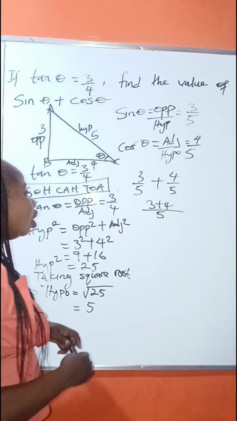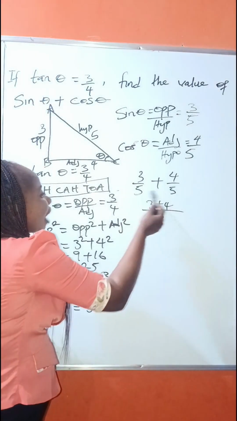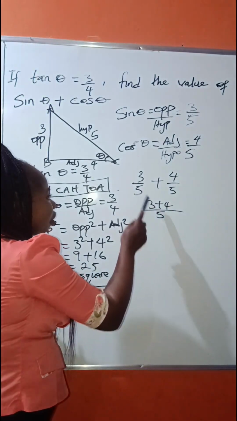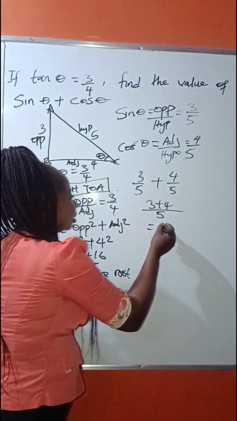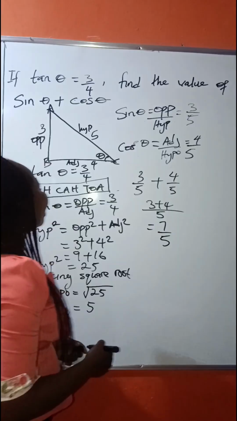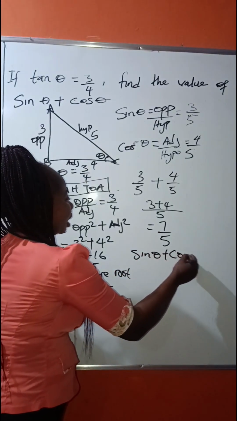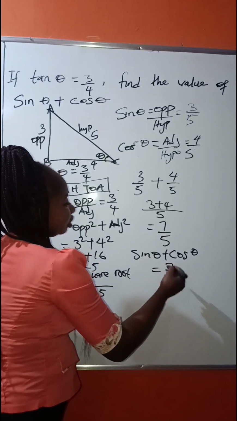But don't forget, when you are having addition or subtraction of fractions and you have the same denominator, just take one of the denominators and add the two numerators together. So this is 7 over 5. Sin theta plus cos theta equals 7 over 5.